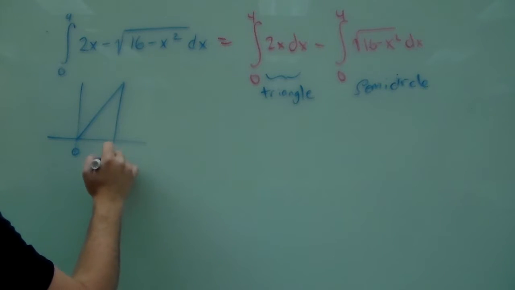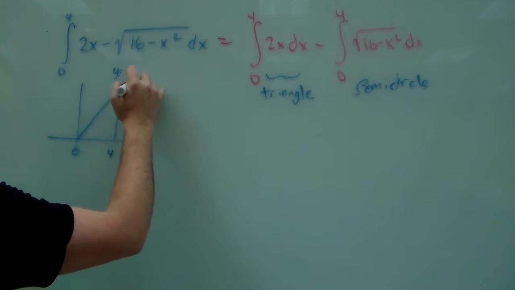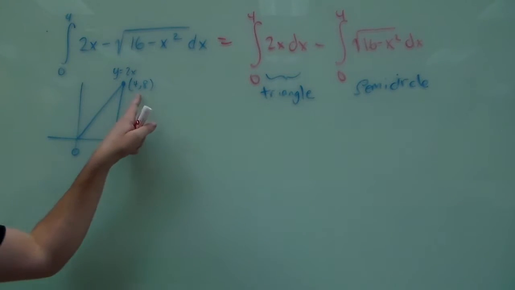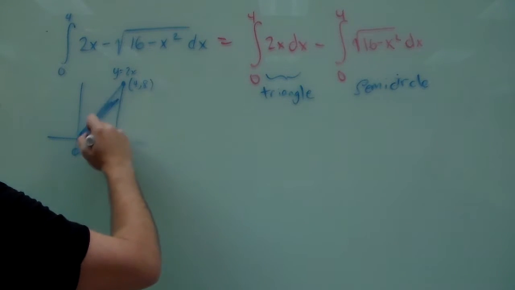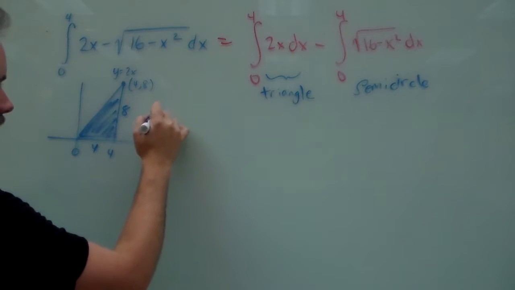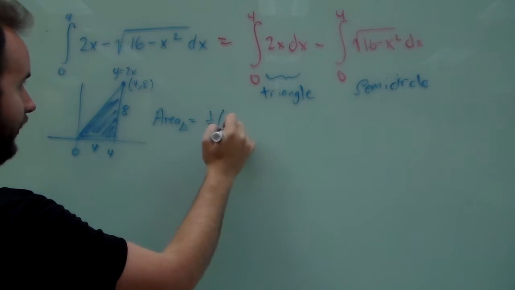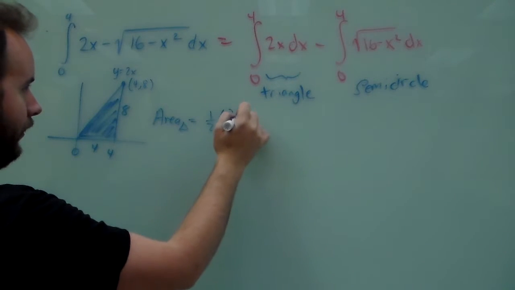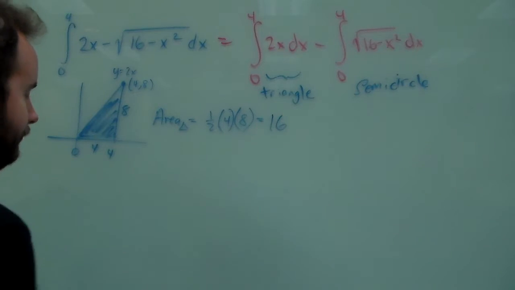Here's 0, here's 4. This coordinate, because this is the graph y equals 2x, would be 4, 8. When I plug 4 in for x, I get 8 out for y. So I can figure out pretty easily what the area of this triangle is. The width is 4, the height is 8. Area of a triangle is equal to 1/2 base times height. The base is 4, the height is 8. So the area of this triangle is 1/2 times 4 times 8, which is 16.